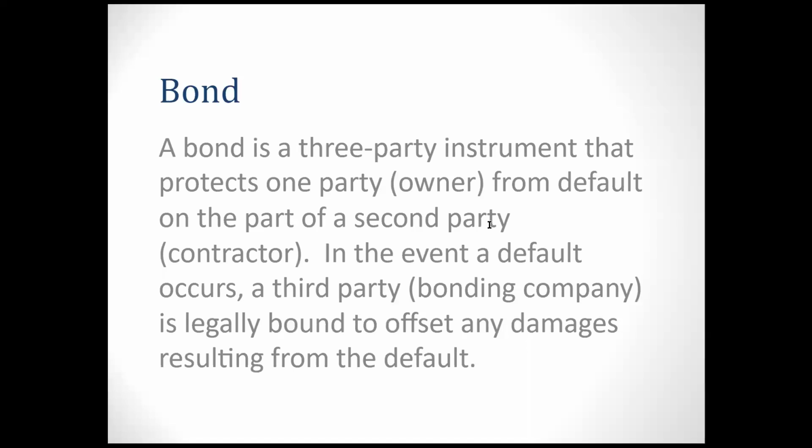The bond is exactly how much money you lose over here. The contractor should pay it out. But the money is already put with the third party, and once it happens, they will relocate it to the owner. So in the event of a default, right, when the damage happens, the third party bonding company is legally bound up to offset any damages resulting from this default. Who has the default? The default happens with the contractor, right? The damages are to the owners. The third party bonding company moves this money to offset these damages, right?